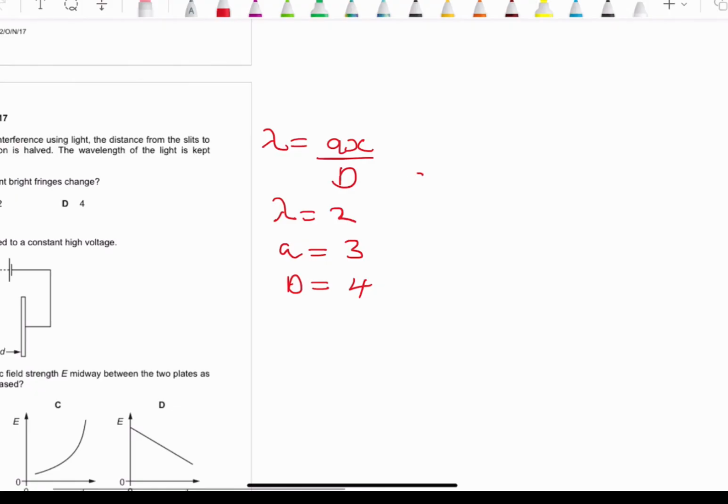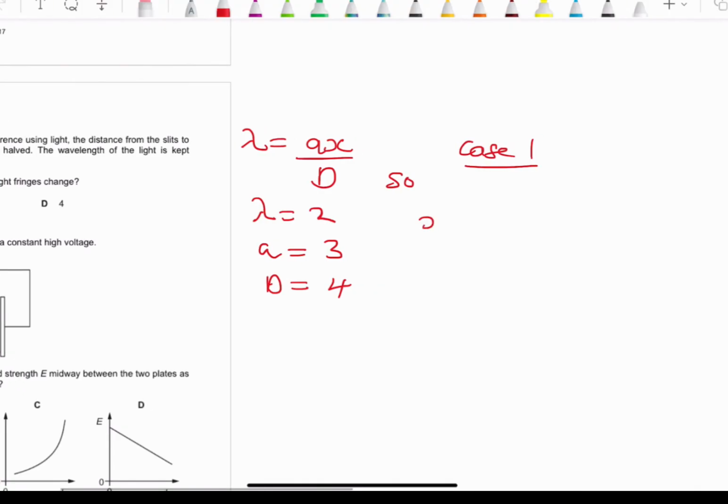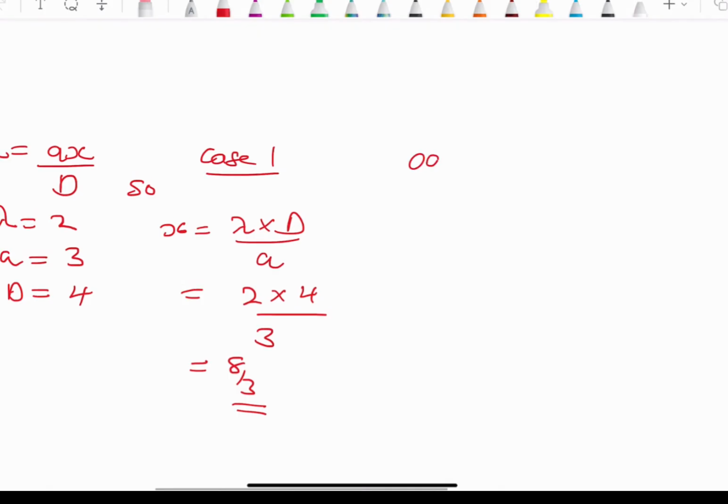Okay, so for case 1, X is going to be lambda times D divided by a. Lambda is 2, your D is 4, you divide that by 3, you get 2 times 4 divided by 3, which is 8 over 3, your value of X, right? You go on to case 2.